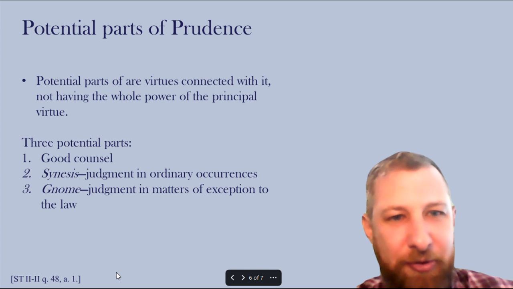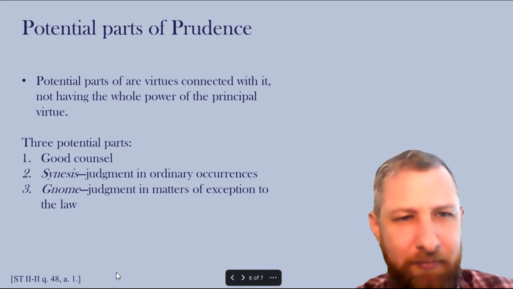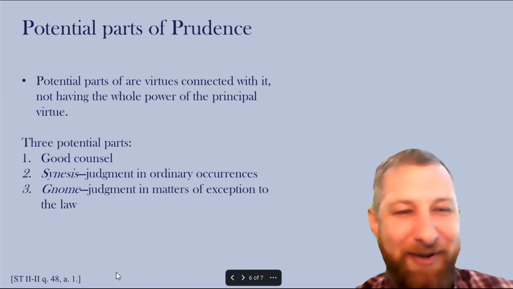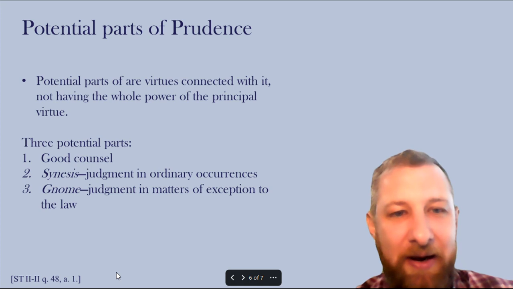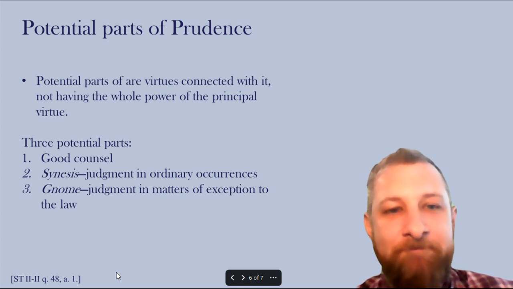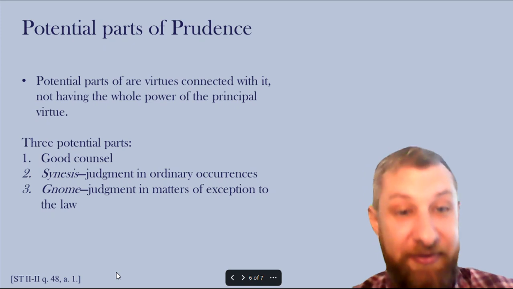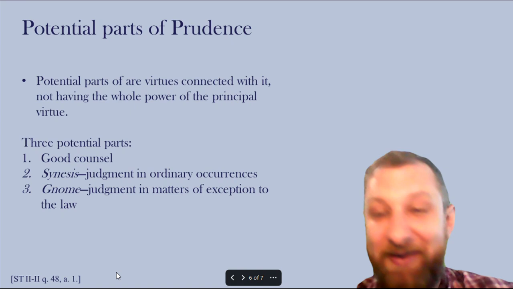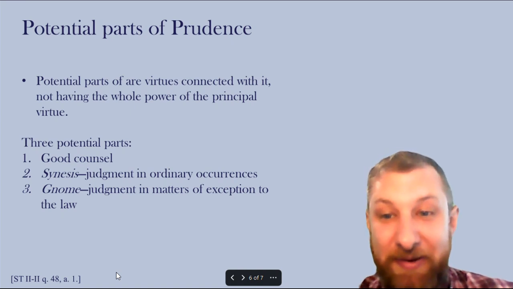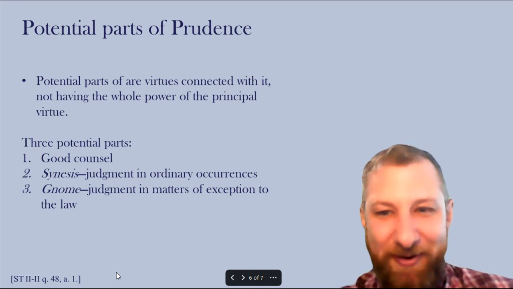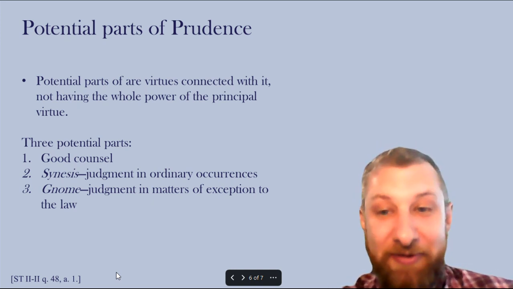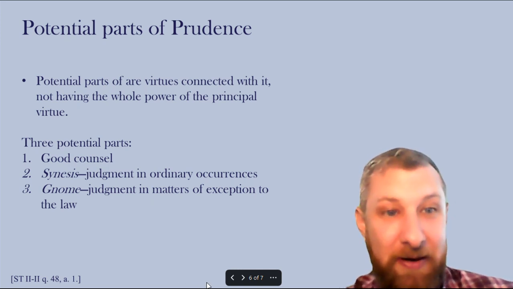I will point out, we don't call good counsel prudence. We don't call gnome prudence. They aren't prudence in themselves. Gnome is gnome. Good counsel is good counsel. But not every issue of justice deals with gnome. Not every issue of justice deals with synesis, right? So they are potentially used. Right? They are in the tool belt of things to be used to be prudent, but they aren't used every time. They aren't really prudent in and of themselves. They're more secondary.